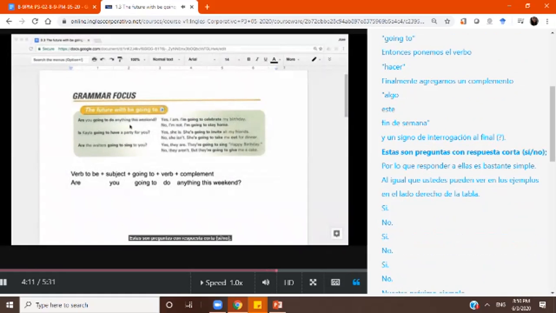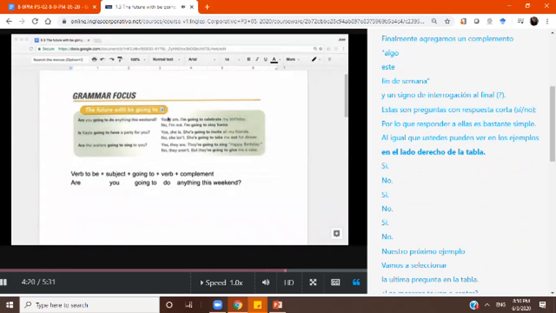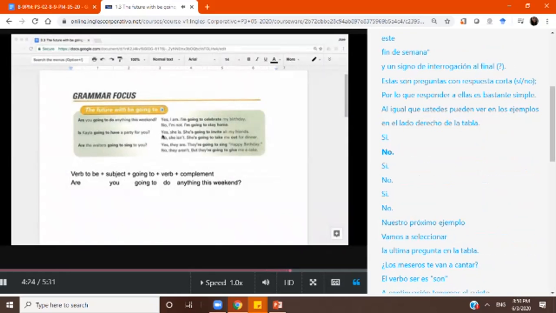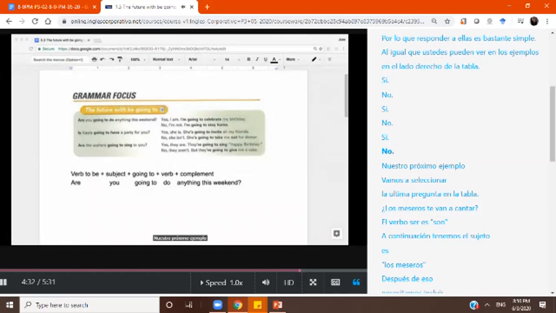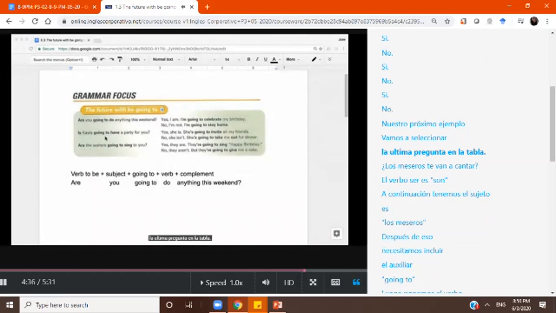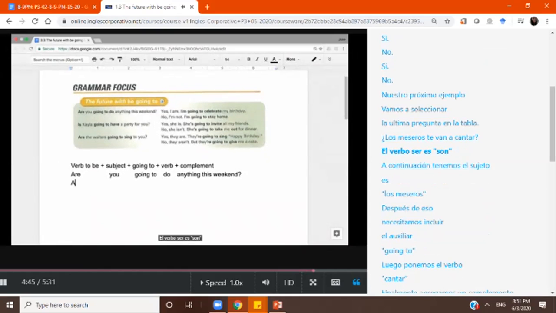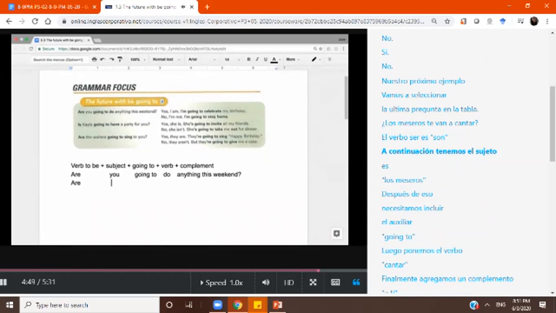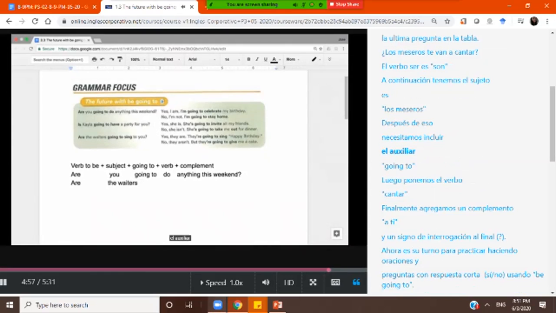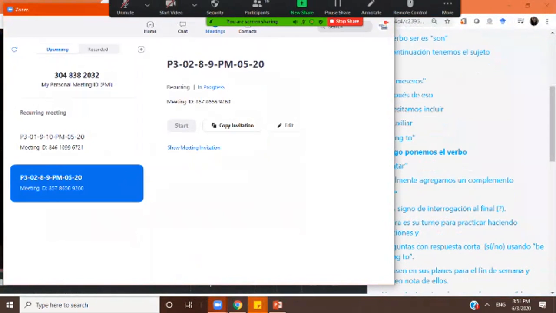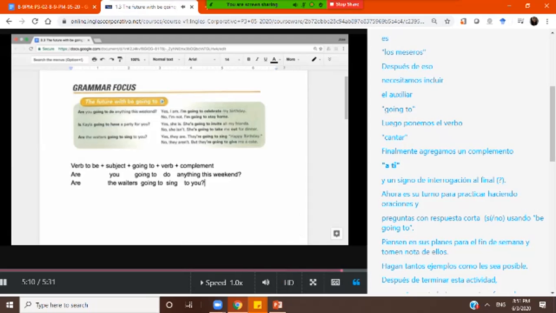These are yes or no questions. So to answer them, it's quite simple. Just like you see on the examples towards the right-hand side of the chart. Yes, I am. No, I'm not. Yes, she is. No, she isn't. Yes, they are. No, they aren't. Our next example. I'll choose the last question on the chart. Are the waiters going to sing to you? The verb to be is are. The subject is the waiters. After that, we need to include the auxiliary going to. Then we put the verb sing. Finally, we add a complement to you. And a question mark at the end.